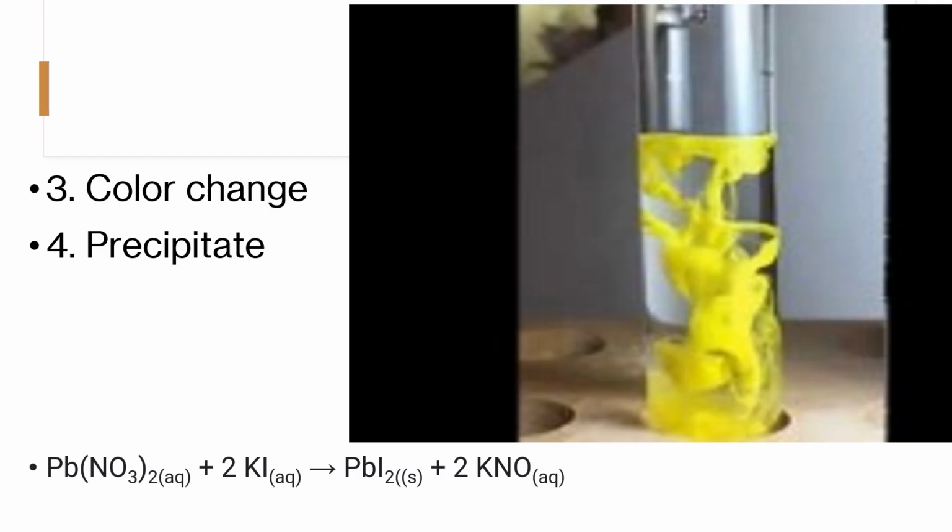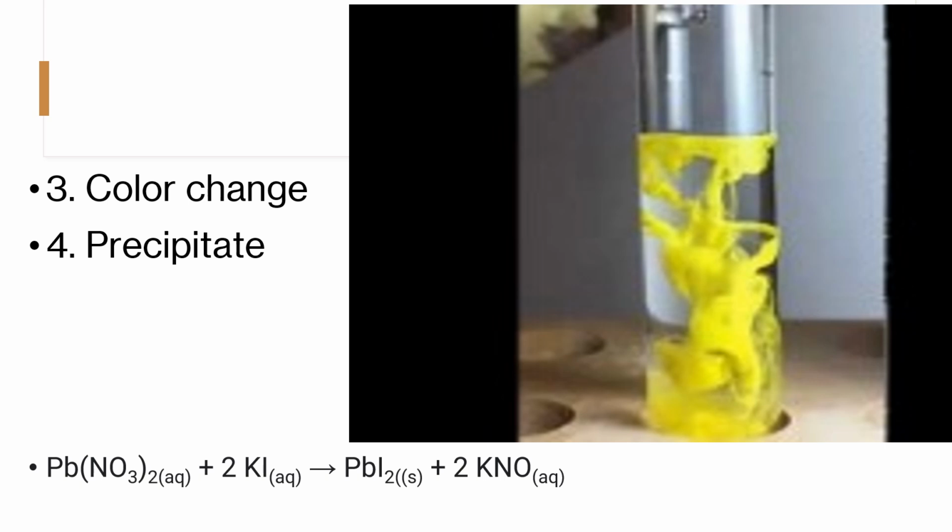The other 2 signs of a chemical reaction or a chemical change is a color change and a precipitate. So when we see a color change, that is an indication that a chemical reaction may have occurred when we mix 2 substances. When we see a precipitate, which is that solid that comes out of a solution, there's almost always a color change, and on the right you can see a color change there.